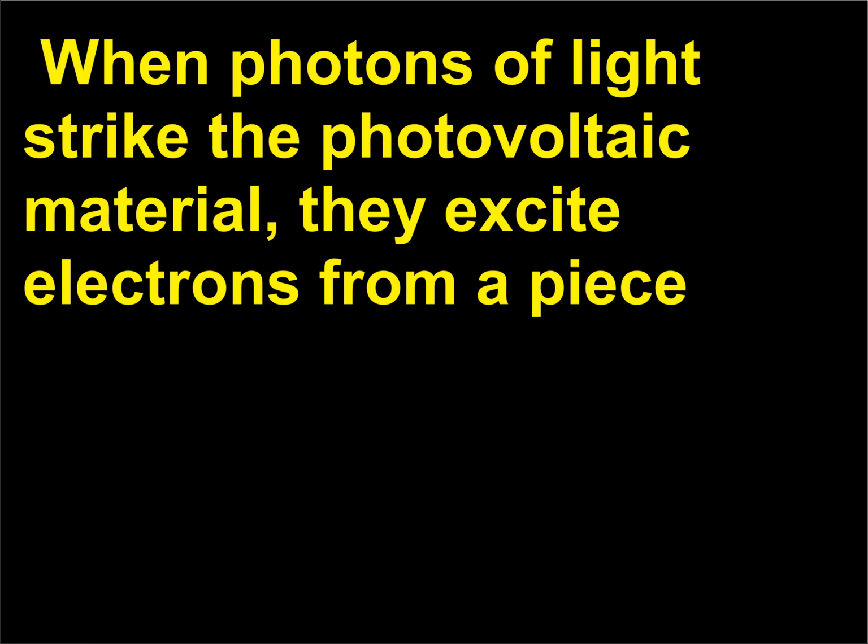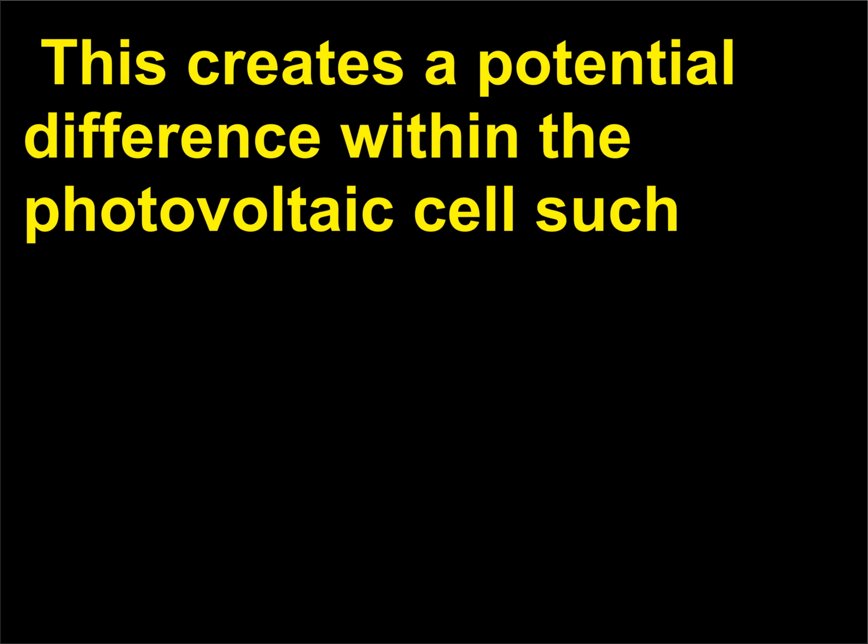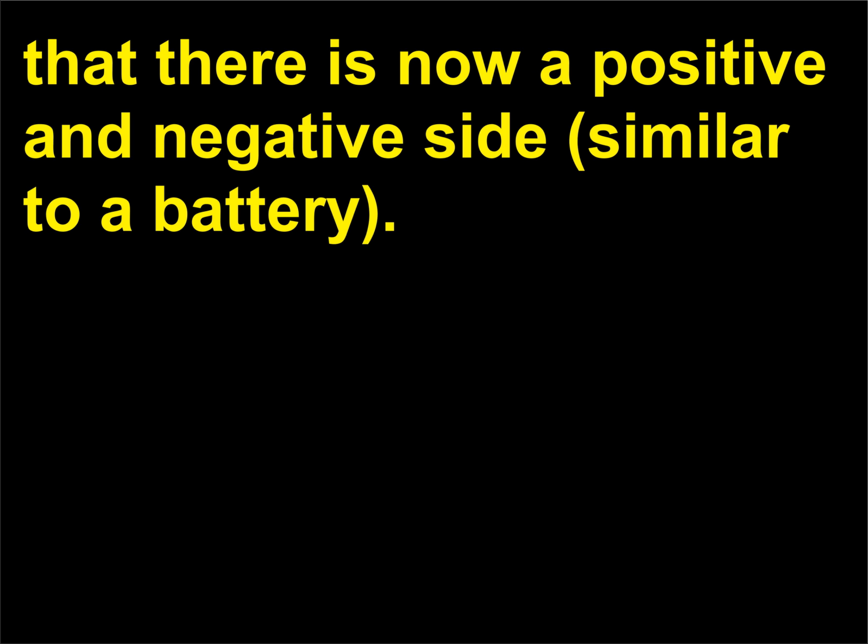When photons of light strike the photovoltaic material, they excite electrons from a piece of silicon that has been treated such that the excited electrons will gather on one side. This creates a potential difference within the photovoltaic cell such that there is now a positive and negative side, similar to a battery.